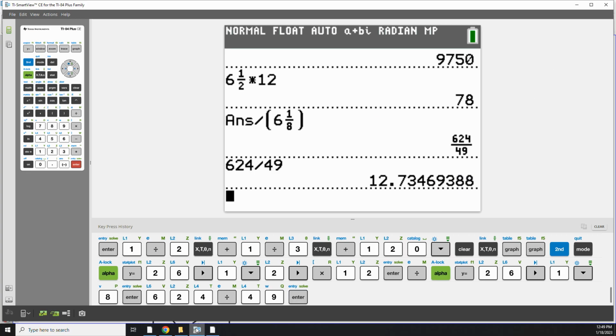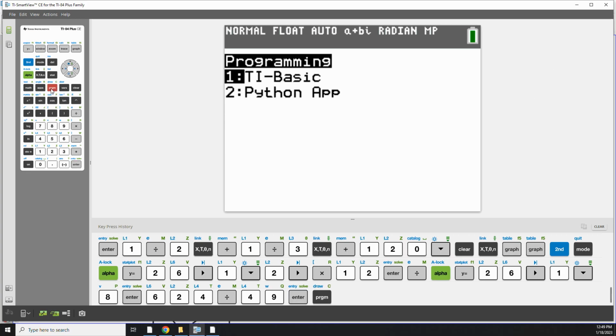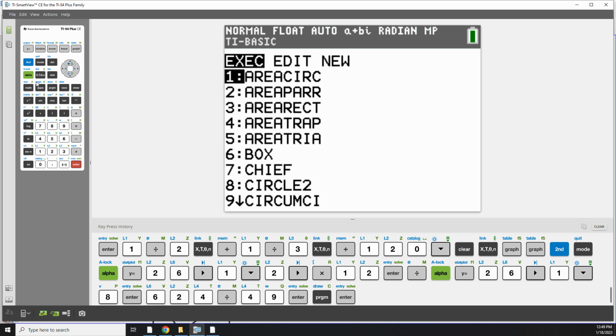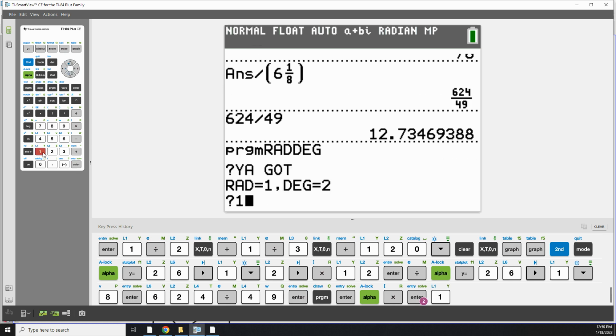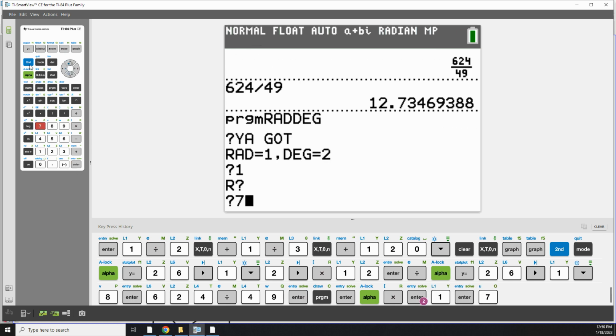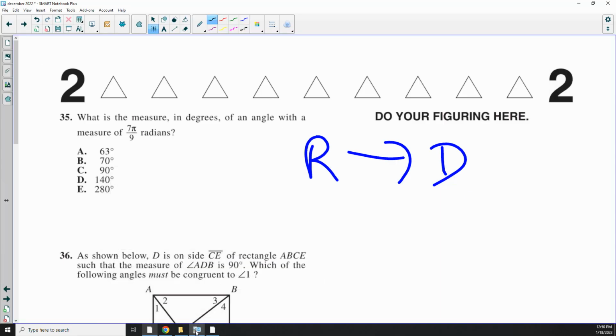Radians to degrees is a program in my calculator. You would take the program and go down to, I think it's rad degree. So I go down to R, and then what do I got? I got a radian, and the radian is 7 pi over 9, and that gives you the answer 140 degrees.